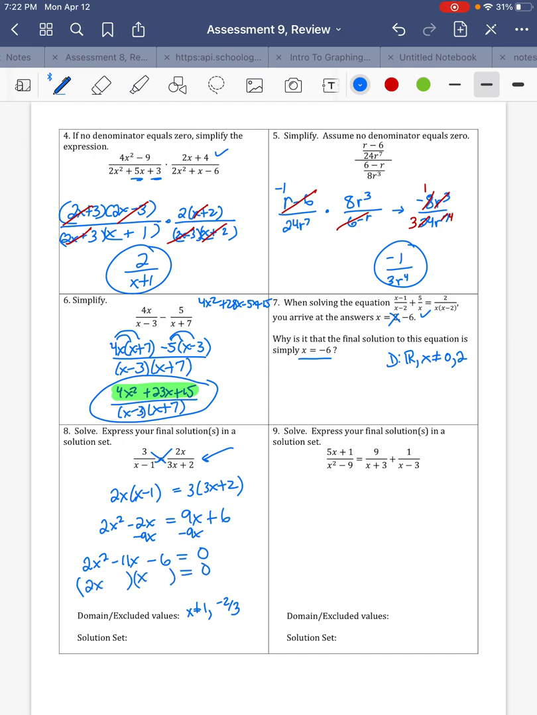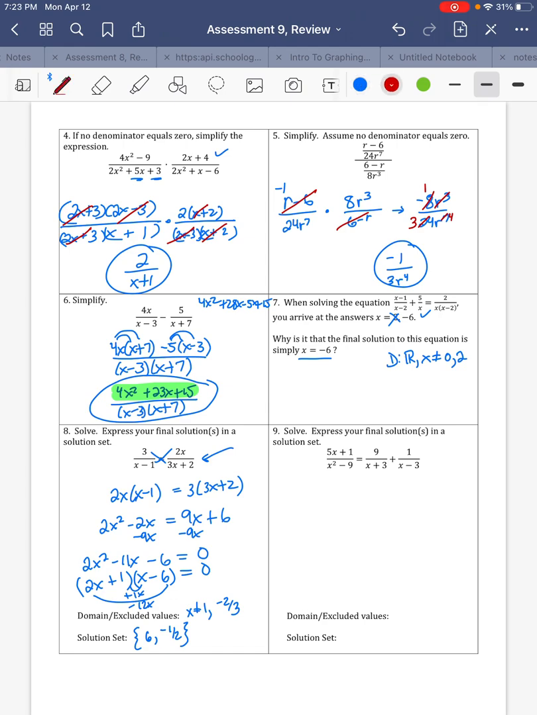So 2x and x, I don't know, how about 6 and 1? Because look right there, I'll get 12x, and here I'll get my 1x, so that way I can do negative 12 plus 1 to make my negative 11. Okay, so my answers are 6 and negative 1/2. And neither of those break the rules of my domain and my excluded values, so that's it.